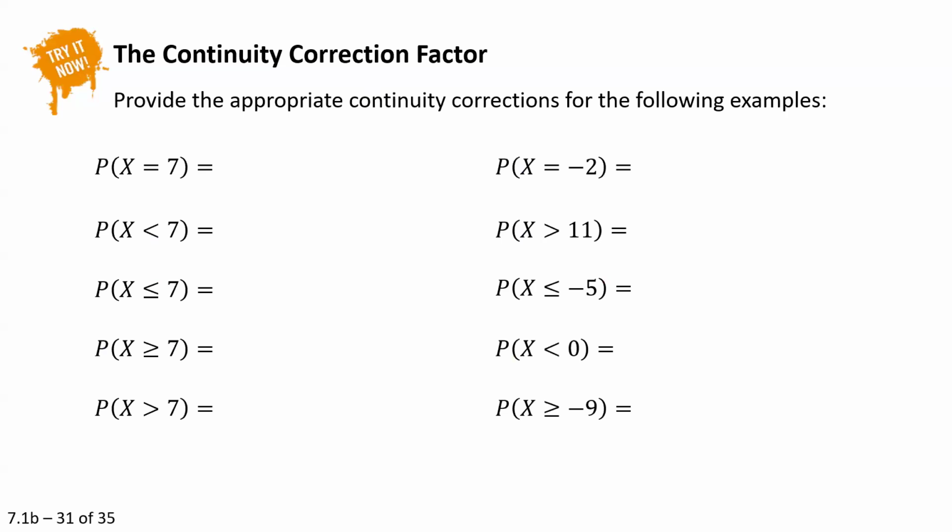Okay. For the following examples here, what would it be for x equals 7? So think of the bar at x equals 7.